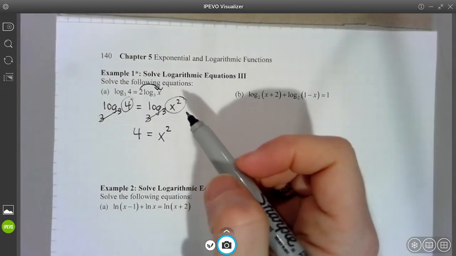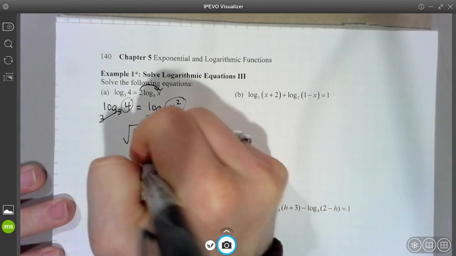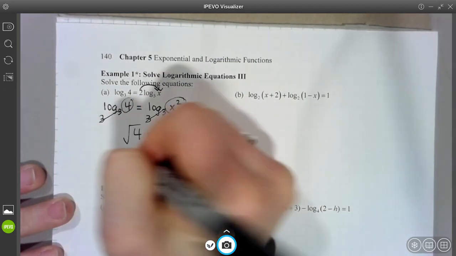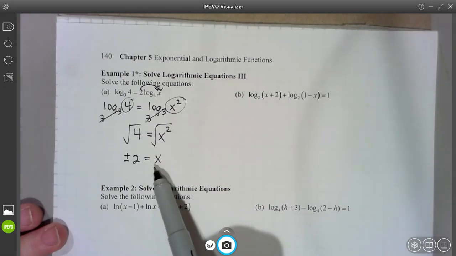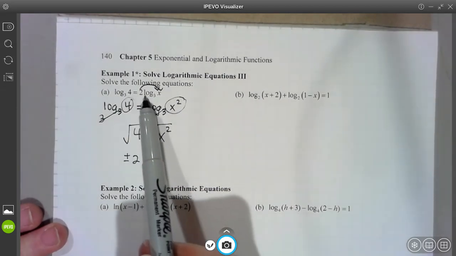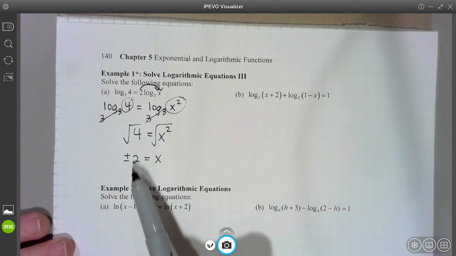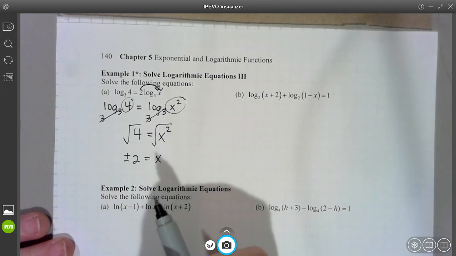And now we have a very simple equation to solve. I'll square root both sides, and I'll get x equals plus or minus the square root of 4, positive or negative 2. So right now, the two answers to this equation are positive or negative 2. But hold the phone. If x is positive 2, that means I'd be taking log base 3 of 2. Perfectly fine. But if x was negative 2, then I'd be taking log base 3 of negative 2. And I'm not allowed to do that.